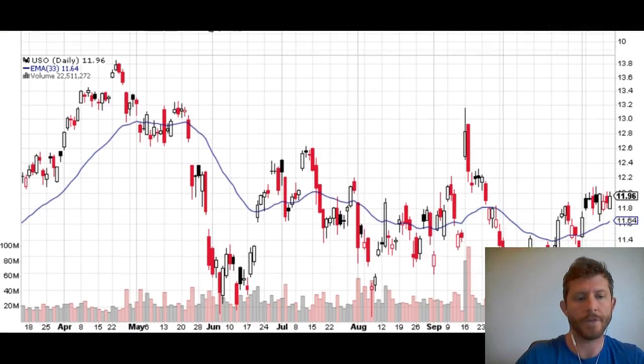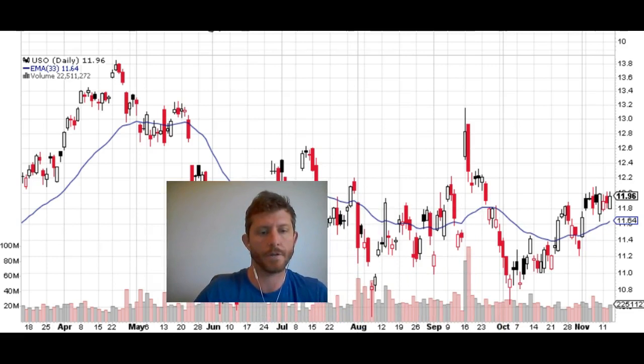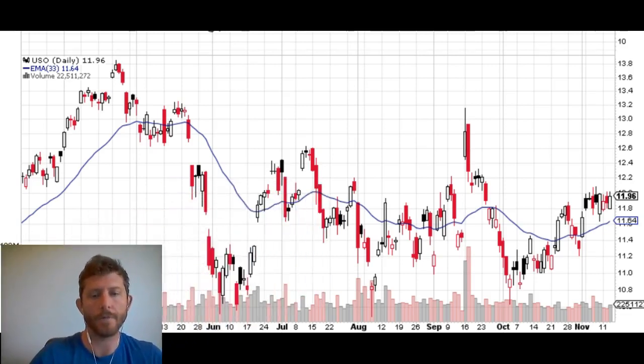All right, so I'm going to move my face out of the way over here. And as you can see, same thing happened right here. It was a little bit earlier here in September. We had this fake breakout, headed lower, and then we started to bottom and head higher. Very similar action there for oil.